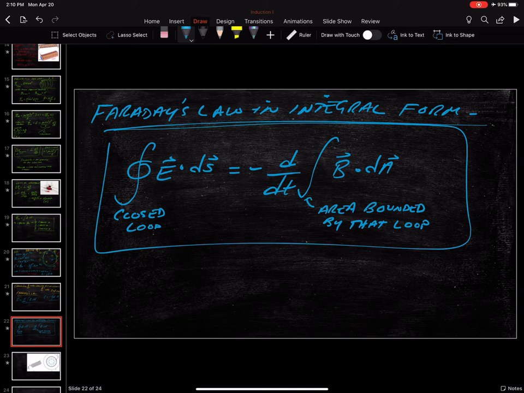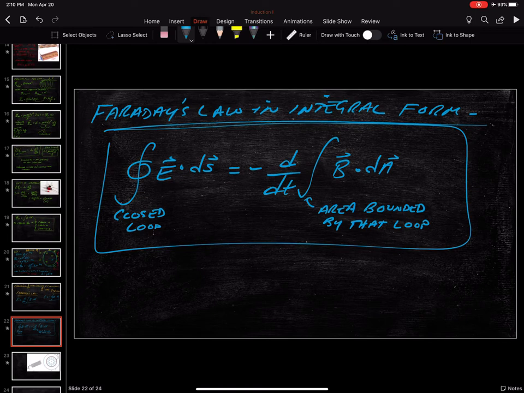And suddenly you might wonder, is the reverse true? This says a changing magnetic field induces an electric field. Will a changing electric field induce a magnetic field? We've got to wait on that one. I'll tell you more about that later on, near the end of the semester. So again, this is absolutely essential.